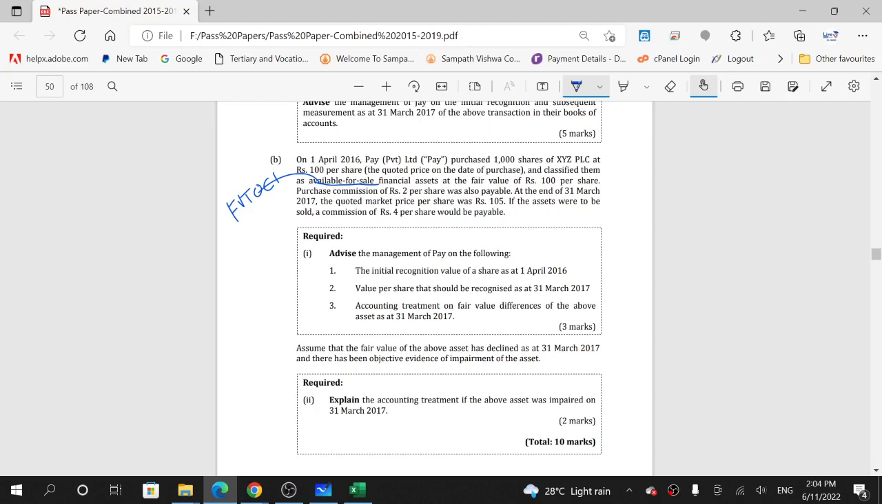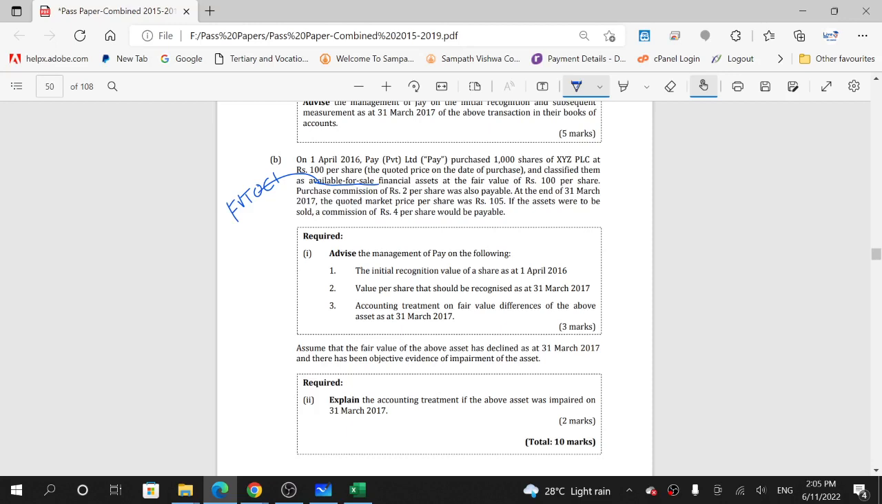But anyway, it's available for sale financial asset earlier. Now we can call it as fair value through OCI financial asset. So they have purchased this 1,000 number of shares at 100 rupee per share. Purchase commission of 2 per share was also payable. At the end of 31st March 2017, the quoted market price per share was 105. If the assets were to be sold, commission of 4 per share would be payable.